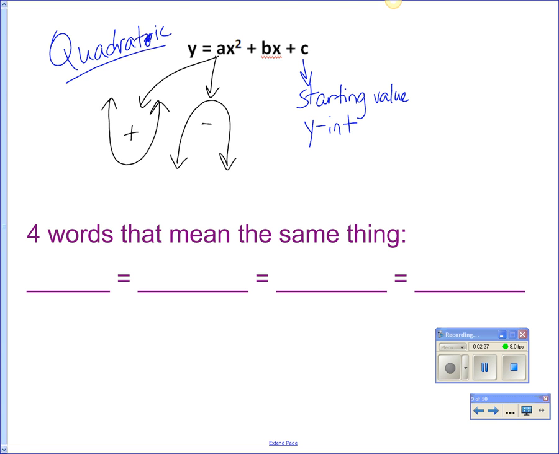All right, you may have a question on that. Okay, four words that mean the same thing. X-intercepts is one of them. They're also known as the solutions. So these are just four vocabulary words that all mean the same thing: x-intercepts, solutions, zeros, and roots. And we'll talk about that more in a minute. But for right now, just have it down for your reference.